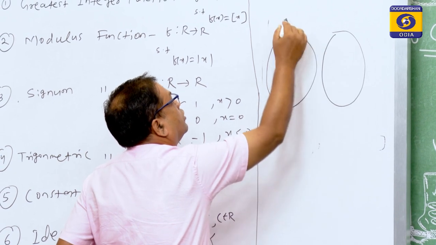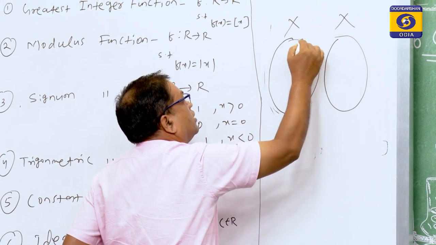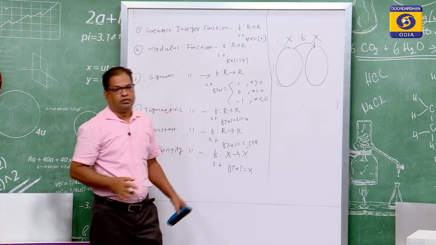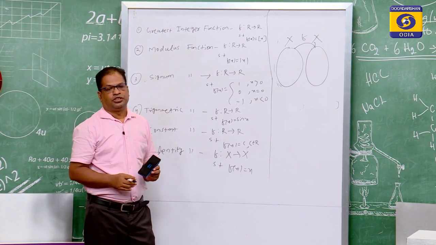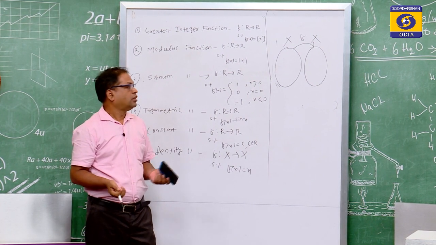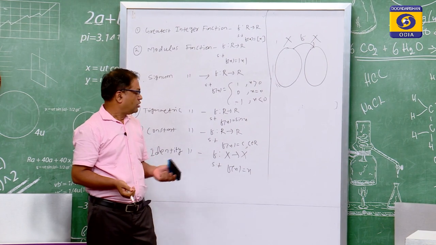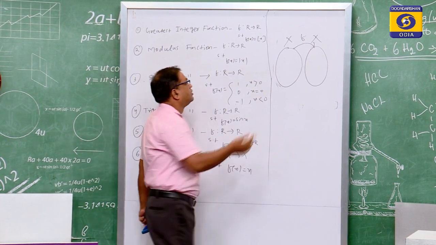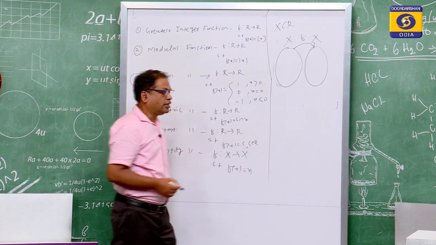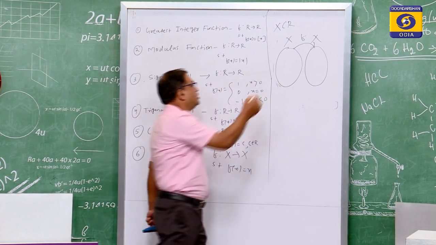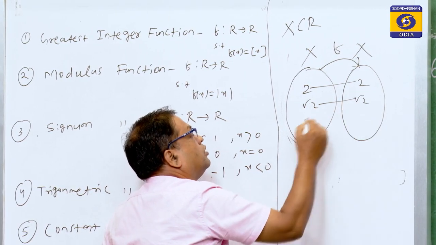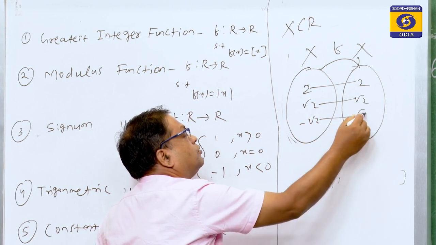In the identity function, the domain and codomain are the same. It may be from R to R, from the set of integers to the set of integers, from positive real numbers to positive real numbers, or from rational numbers to rational numbers. So, X is any subset of R. What is the identity function? 2 goes to 2, root 2 goes to root 2, minus root 2 goes to minus root 2.